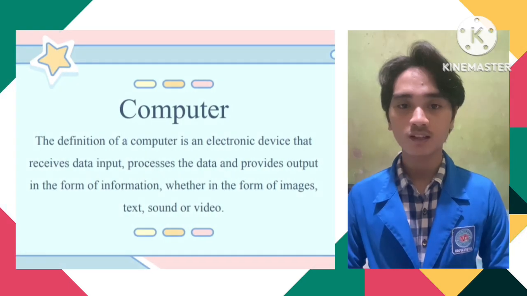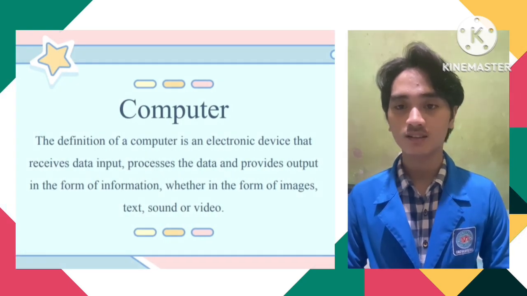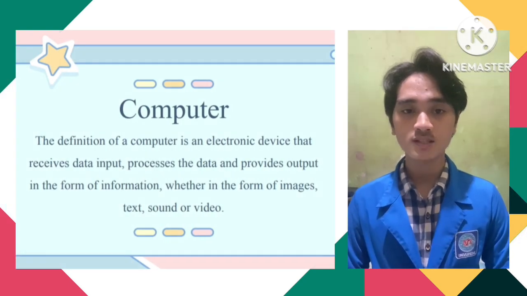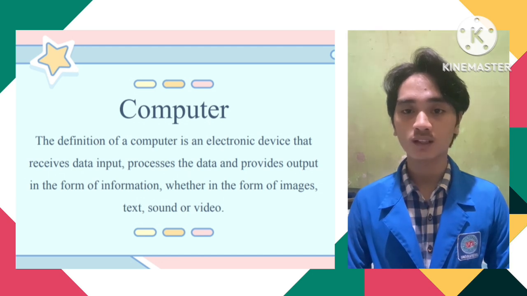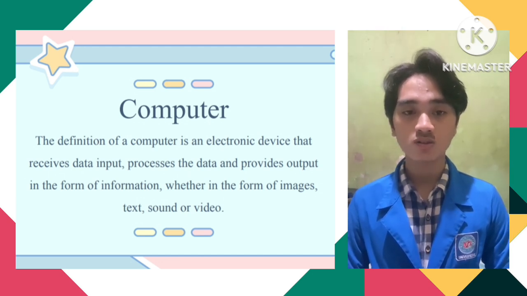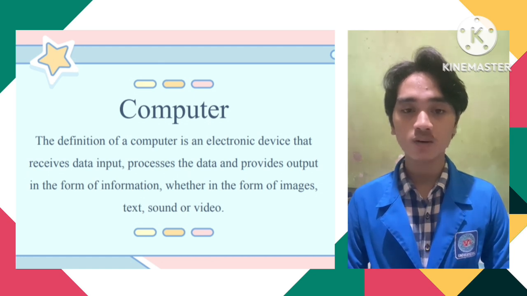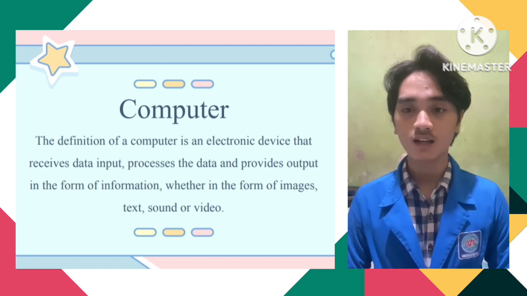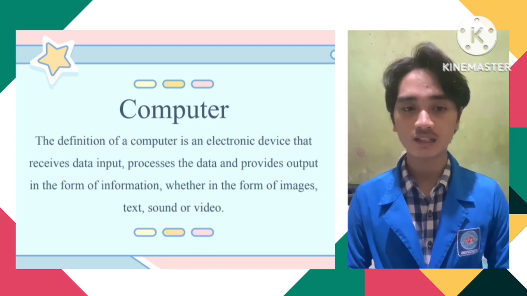The definition of a computer is an electronic device that receives data input, processes data, and provides output in the form of information, be it image, text, sounds, or video. In general, a computer is defined as a set of electronic devices that connect one component to another to produce information that has been previously processed.